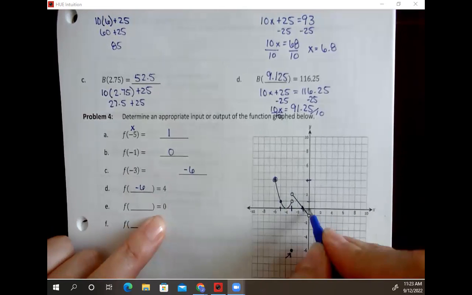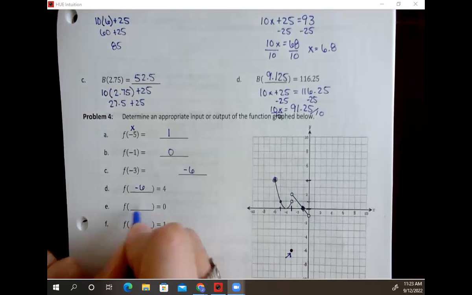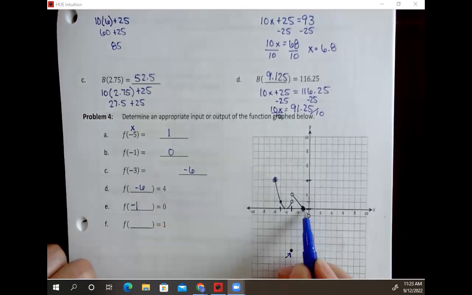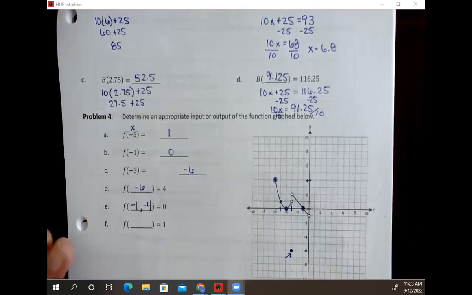For E, f of something equals 0. So here's where y is 0. Now we already talked about one of these points, -1. But if I look, I have another spot where my y value is 0. So I need to report that -4 as well. Okay. We talked about this before. If I've got more than one place where this is the output value, I need to report them all.